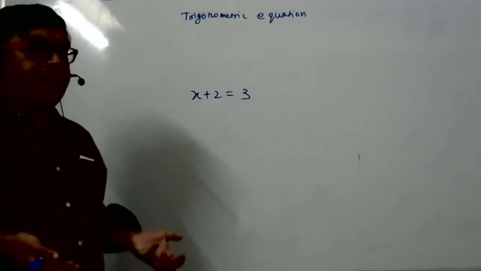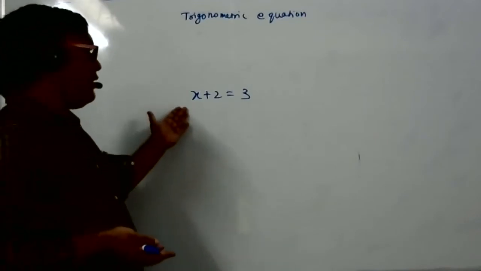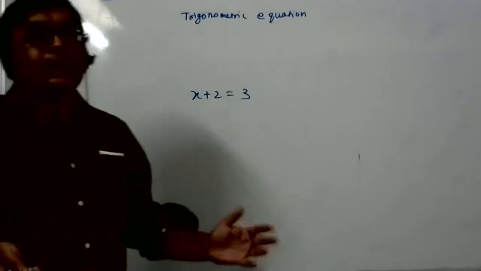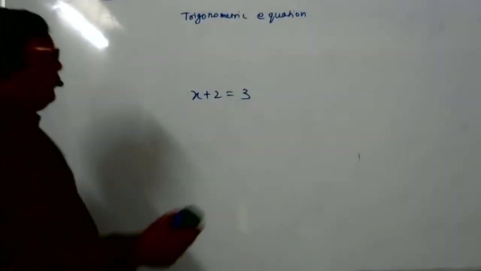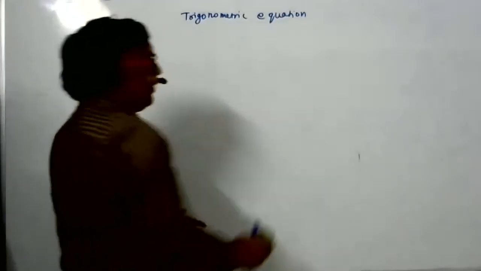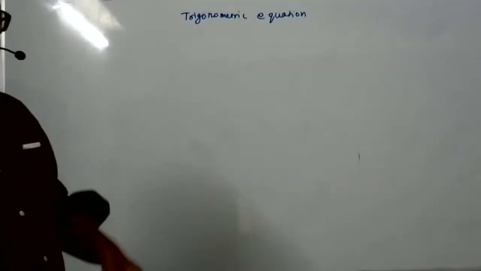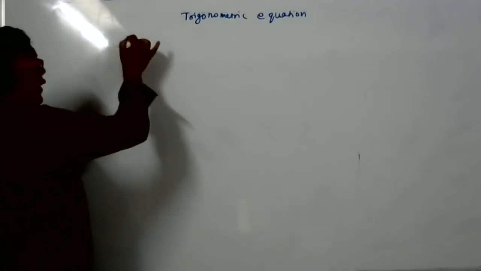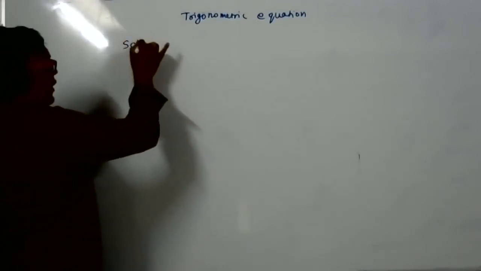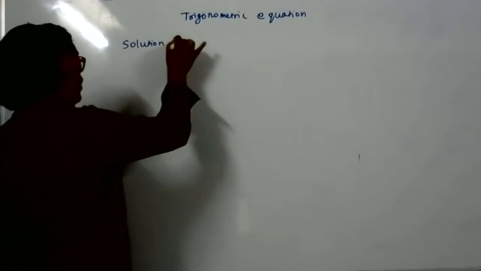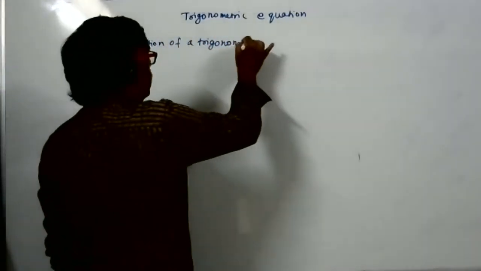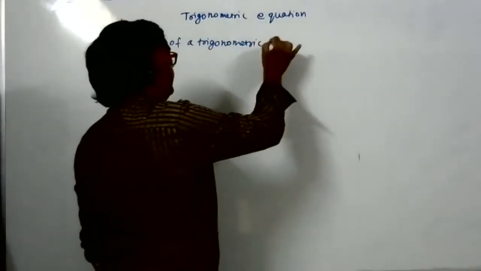What do you mean by satisfying the equation? Find the value of x for which the left hand side becomes equal to the right hand side. That is the solution. Same way here also, we will not only read what a trigonometric equation is, but the main thing is finding the solution of a trigonometric equation. So what we mean by the solution of a trigonometric equation, write down, all of you.